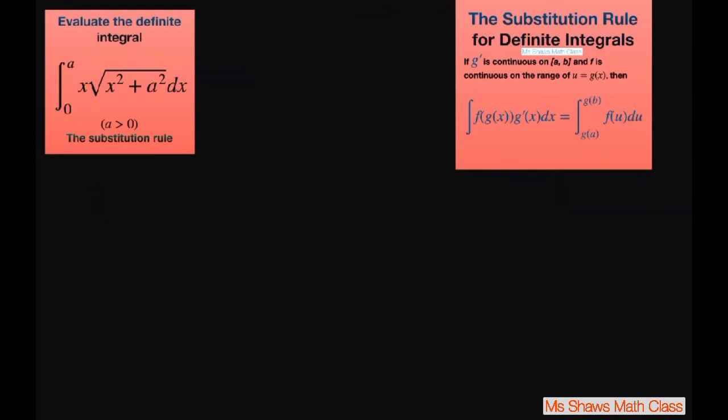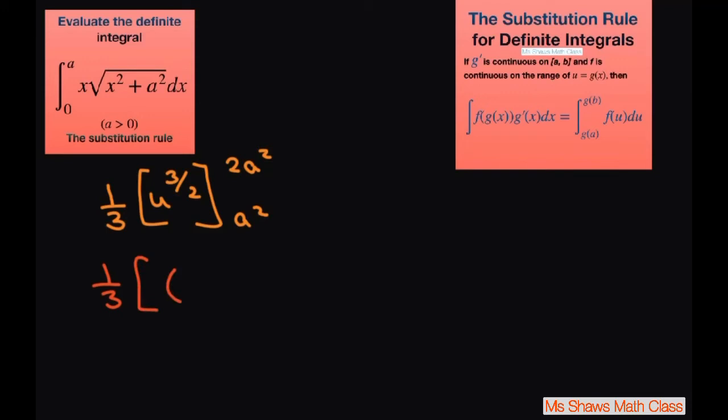So I'm going to write that on the next slide. We have 1/3 u to the 3/2, and we're evaluating from a squared to 2a squared. All right, so let's go ahead and do that. We have 1/3, we're evaluating, and our u, always start with this one, 2a squared to the 3/2, minus a squared to the 3/2.